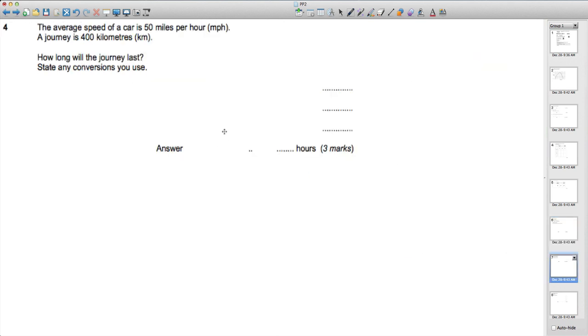Question 4. The average speed of a car is 50 miles per hour. The journey is 400 kilometers. How long will the journey last? State any conversions you use. Now, this is one thing you have to learn, these conversions. You have to learn that 5 miles is the same as 8 kilometers. Okay, that's something you need to learn.